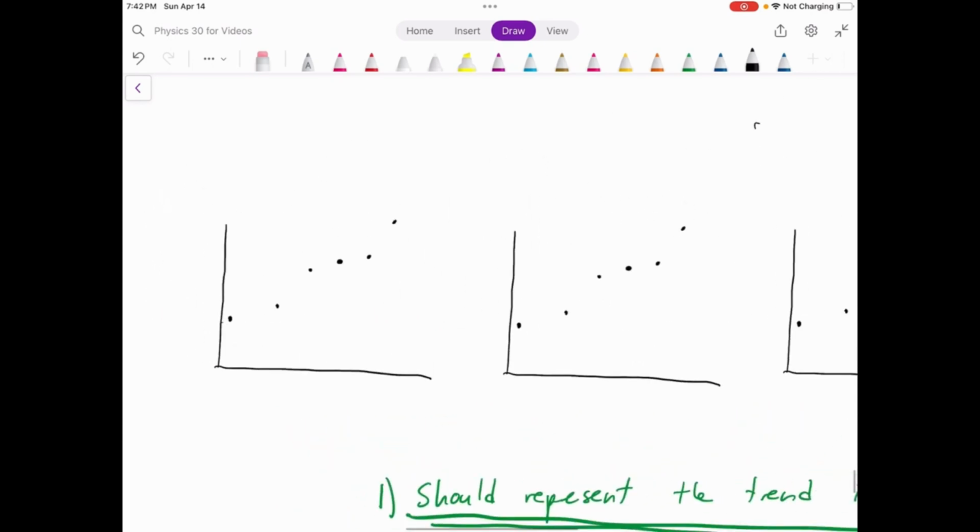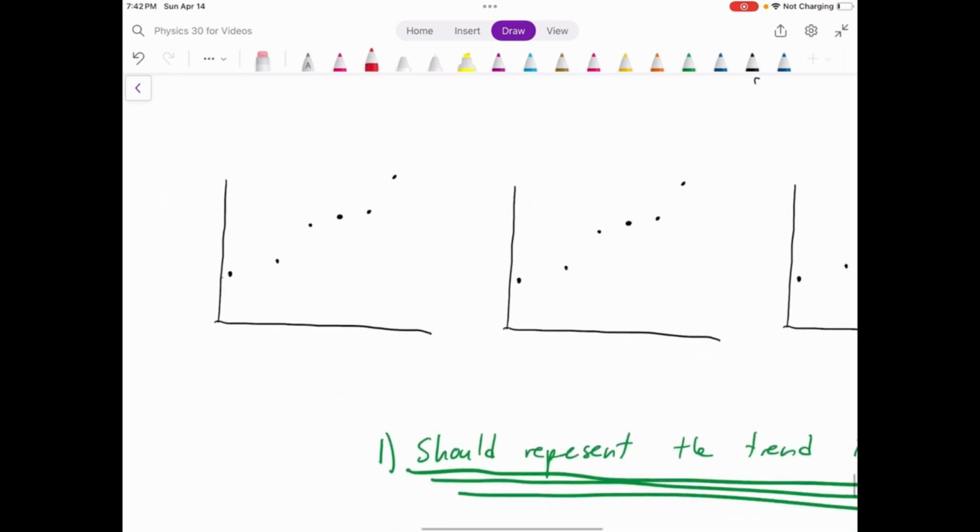A common student mistake, more common in physics 20, by physics 30 most students have stopped doing this, is to just connect the dots. Do you see why that's no good? What if we need the slope? What's the slope of this line? What's the area underneath this if we need the area? So we definitely do not just connect the dots.